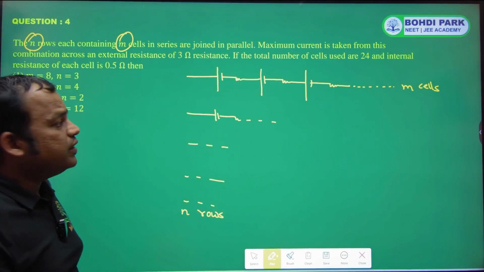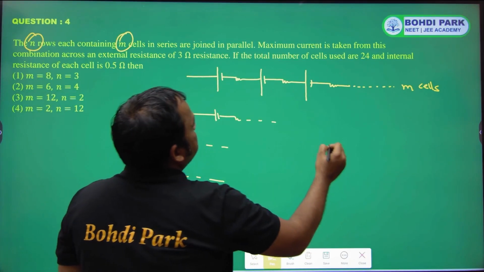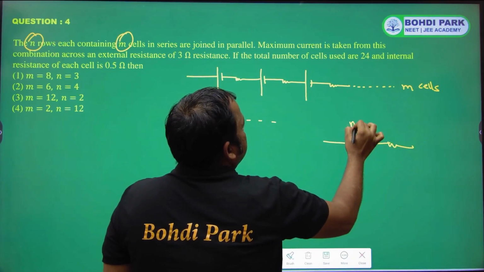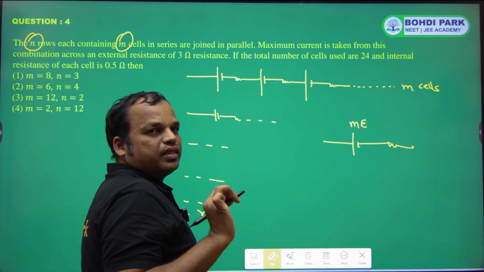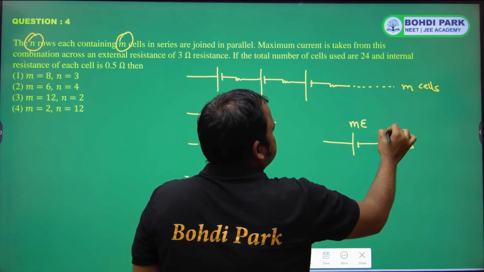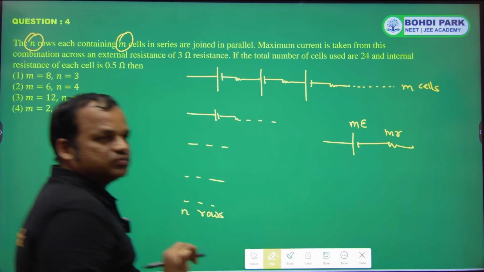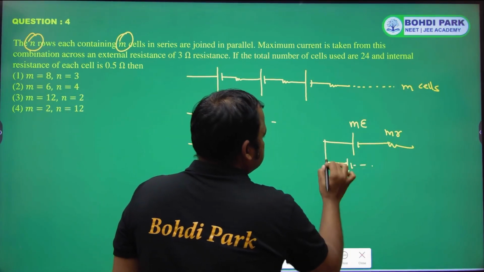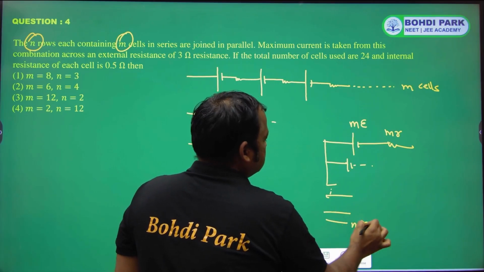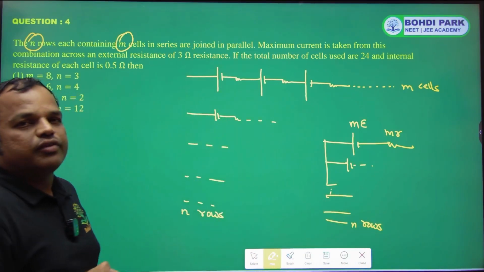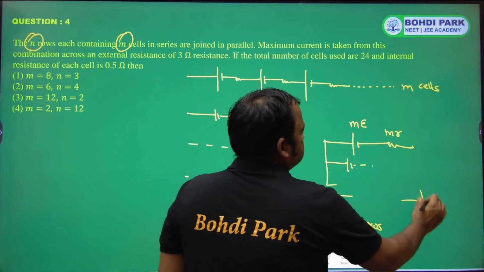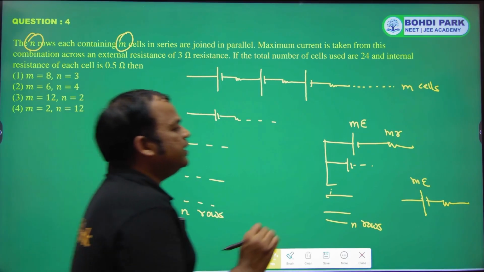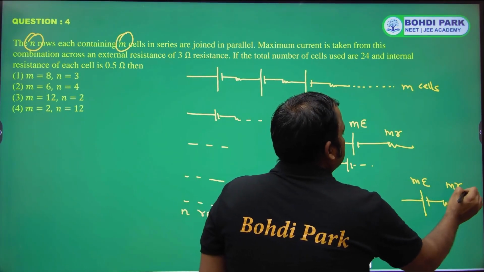So if we consider one row, what is the equivalent EMF in one row? It will be mE, and the equivalent internal resistance will be mr. And like this we have n rows. So the final equivalent EMF will be mE, and the final equivalent internal resistance will be mr by n.